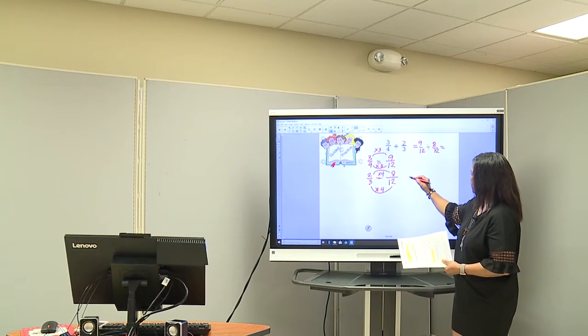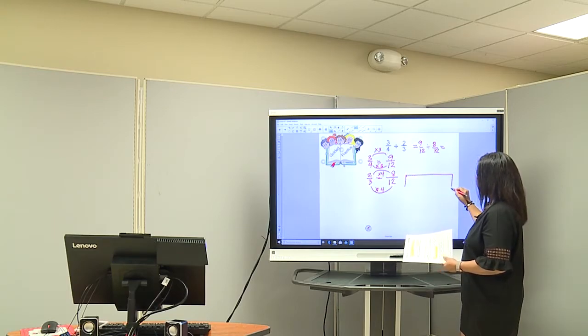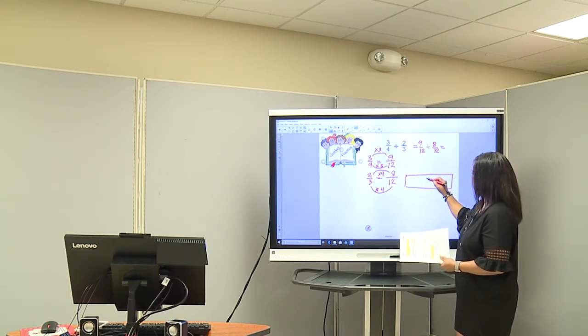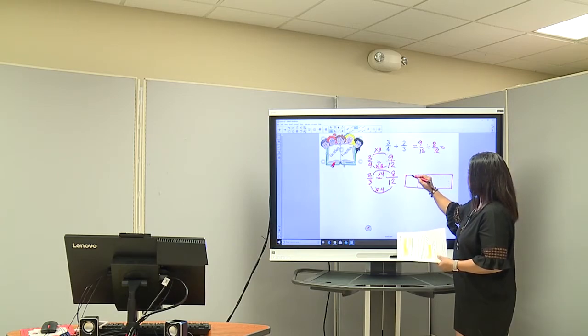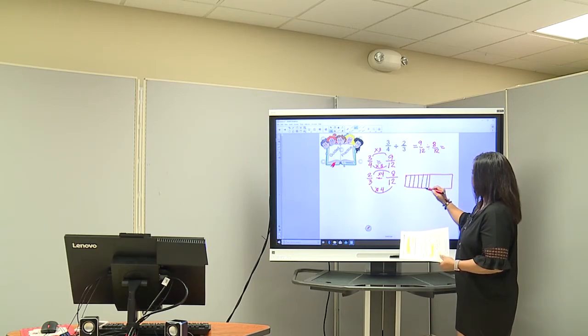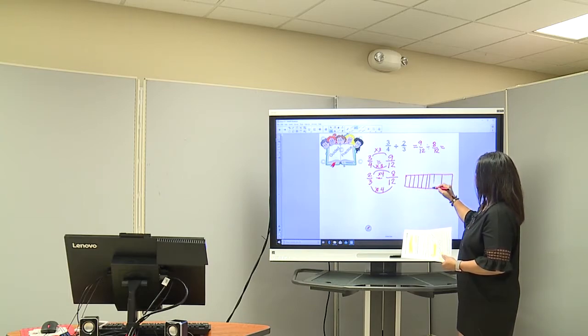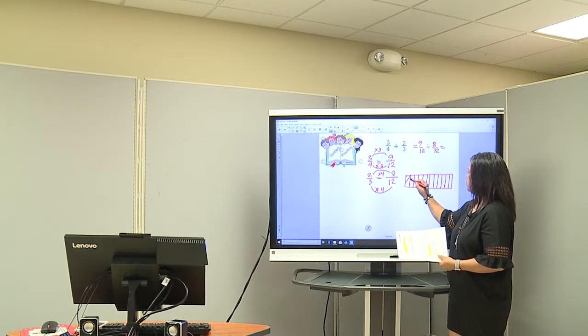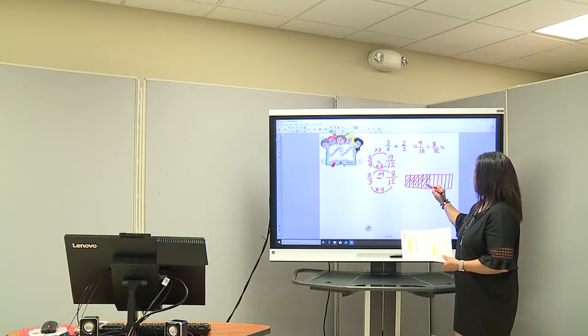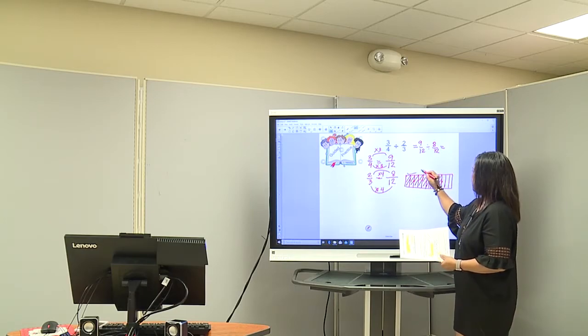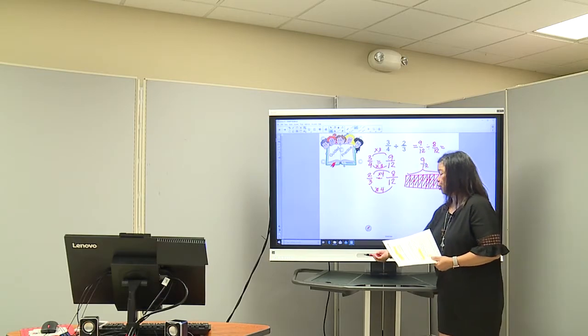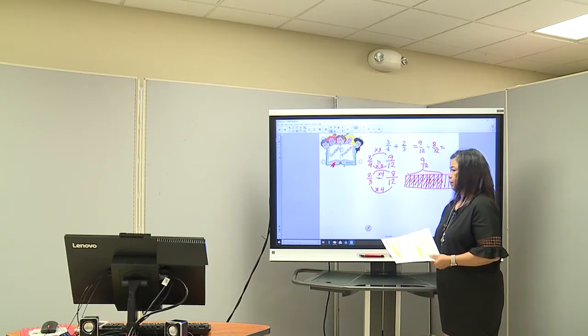Now using a model, okay, so that's 12ths. 3 here, 3 here, so that's 6, 9, 12. So I have 9/12. 1, 2, 3, 4, 5, 6, 7, 8, 9. So I'm going to label that 9/12. I want a group of 8/12.